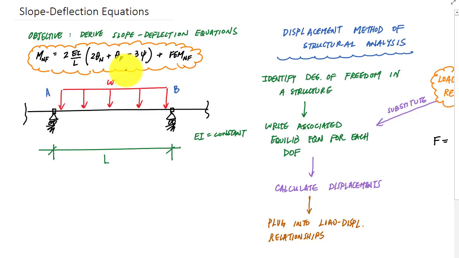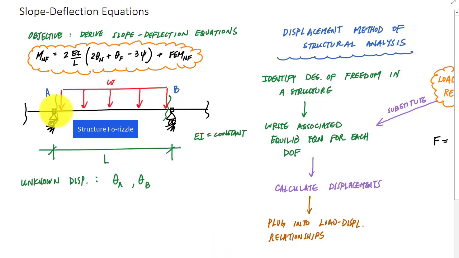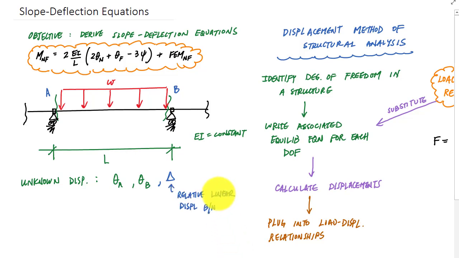And what I'm trying to do is relate the internal end moments that could be happening here and here to the unknown displacements. And there are three unknown displacements: the slope or rotation at A, the slope or rotation at B, and then a linear displacement, which just means point A could go up or down, let's say down due to settlement, and point B could go up or down. And what I would have is a relative displacement between B and A. The symbol delta represents a relative linear displacement between B and A.